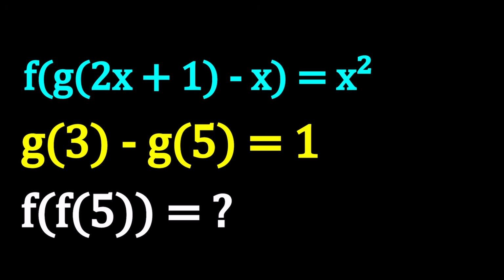Now, we're given two functions, f and g, such that f of g of 2x plus 1 minus x is equal to x squared and g of 3 minus g of 5 is equal to 1. So we're given a functional equation with two functions, and then we're given some numerical value like this, and then we're supposed to evaluate another numerical value. What is that supposed to mean? Does that mean we have to find f and g? Let's go ahead and take a look.